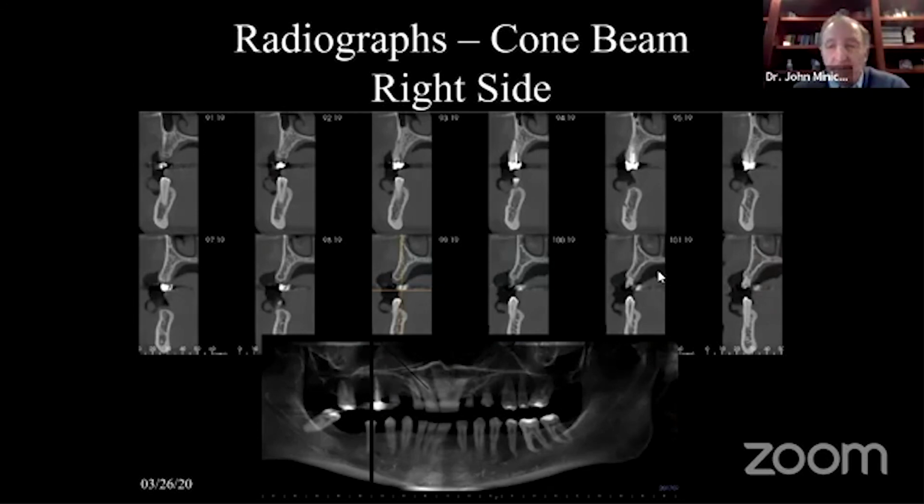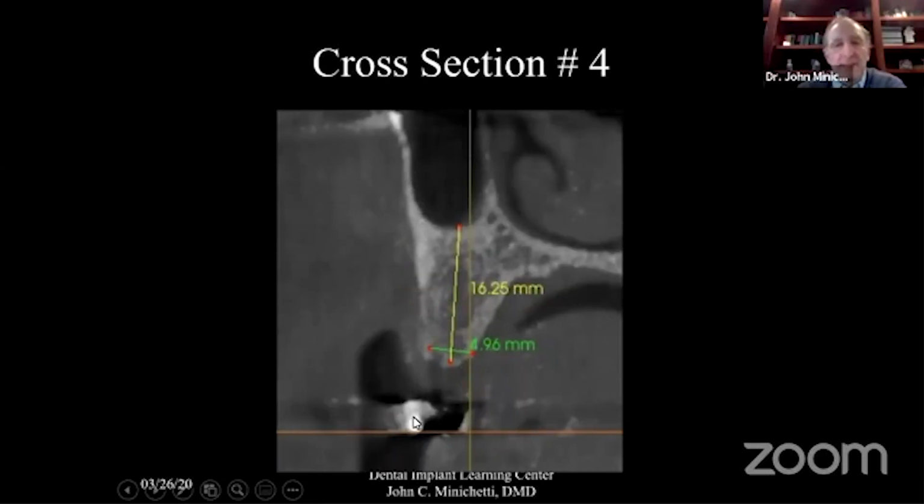Certainly from those panoramic views, it looks abundant, but let's take a look at the cross-sectional images. Here's the images showing areas of the upper right side in the edentulous area of tooth number 4. If we look at that area of tooth number 4, you can see we have actually decent bone from the crest of the bone to the side is 16.25 millimeters and a 4.96 millimeter diameter.